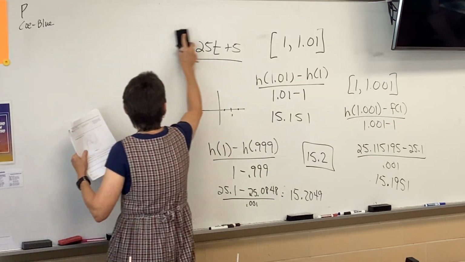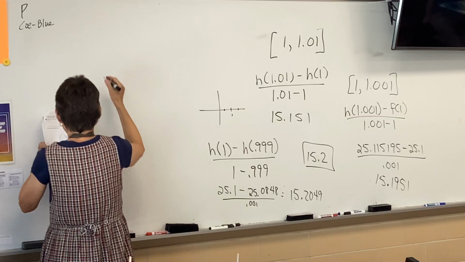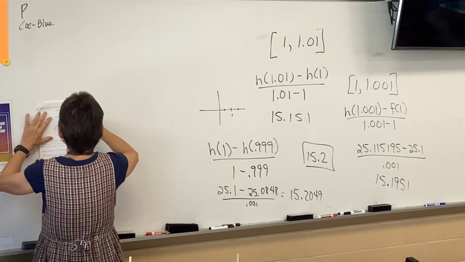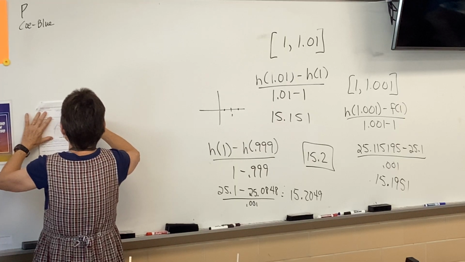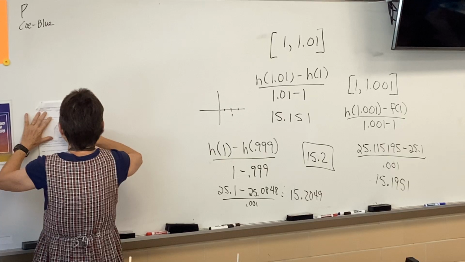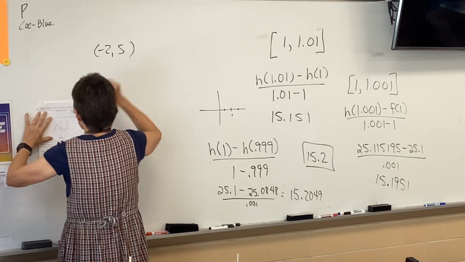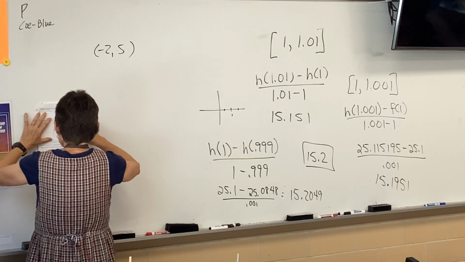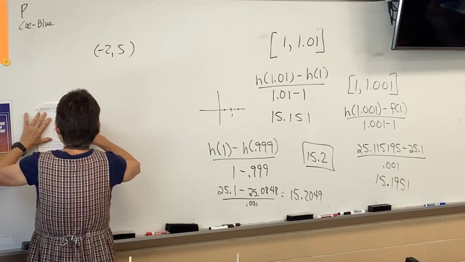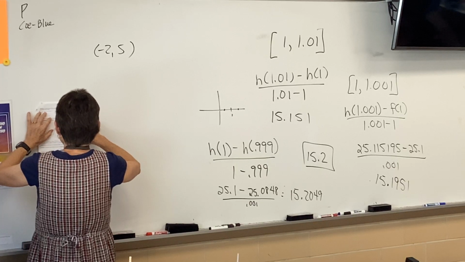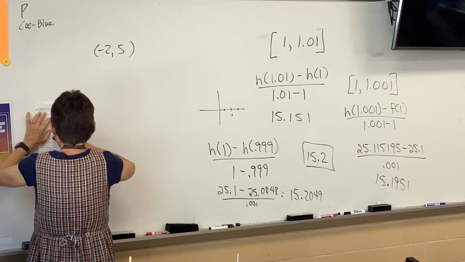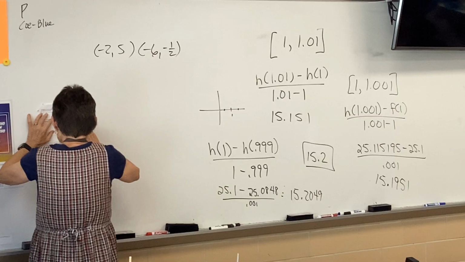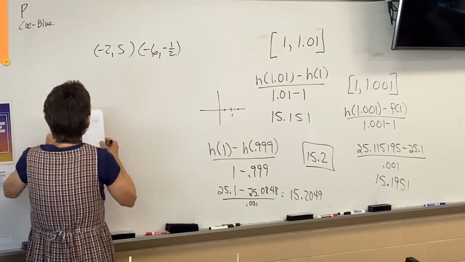So can we find a couple of points on that line, sort of close to exactly? -2, 5 looks like a point. And maybe -6, -1/2. We're estimating, so we're okay.